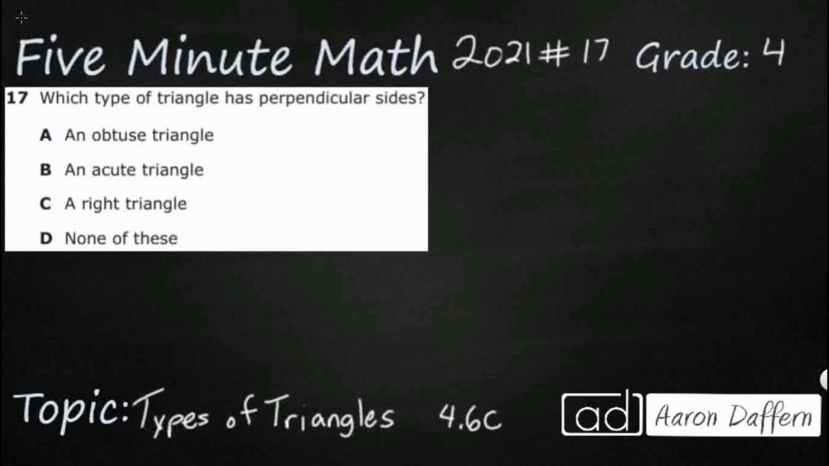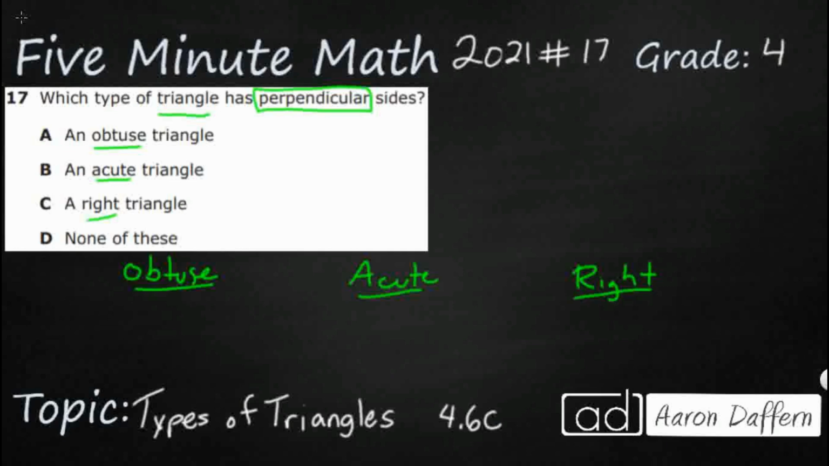So we need to know what type of triangle. They're going to list 3 of them here: obtuse, acute, right, or then just maybe there's none of these, has perpendicular sides. So we need to list our 3 different types of triangles. So let's do that here. We've got obtuse. They give us acute and right. So these are our 3 different types of triangles if we're describing them by the angle measure.